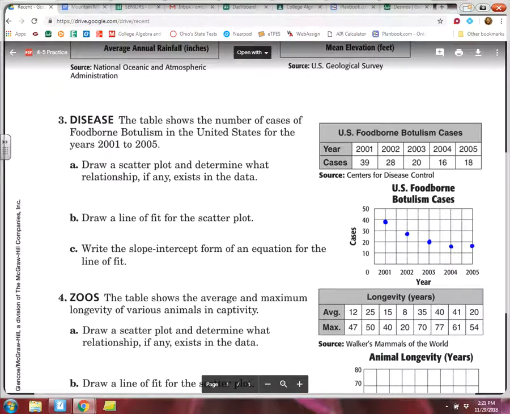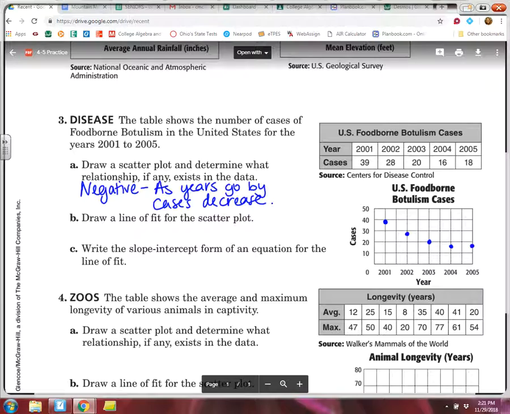Now it says determine the relationship. What do you think the relationship is here? It is negative. Can you please describe it in this situation? Perfect. As the years go by, the cases decrease.